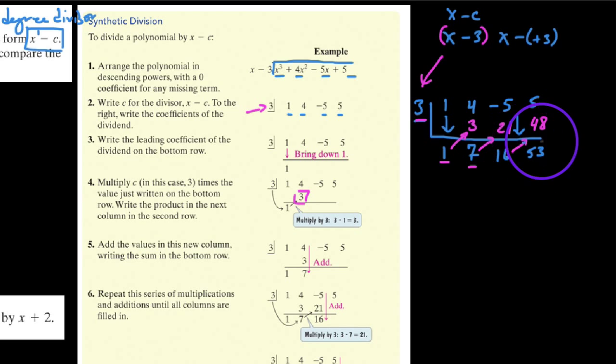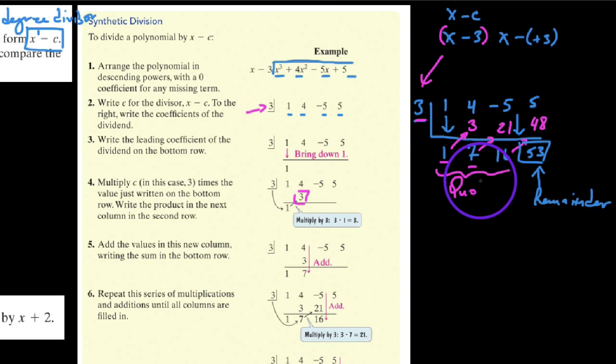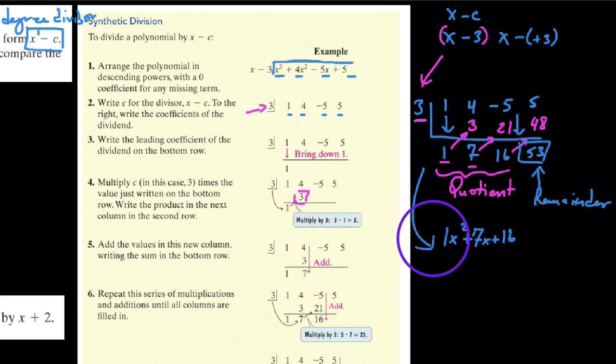So this 53 right here, it's important that we label this, what we just got here was essentially the remainder value. This is our quotient right here, and this is our remainder. What we end up with is 16 constants, working backwards here, 7 x's to the first, and then 1 x to the second power. So putting all of our coefficients back in, we can see that these right here are really the coefficients of the quotient. And then that 53 that we see right there, we're going to write plus 53 over the thing we were dividing by, which in this case was x minus 3.